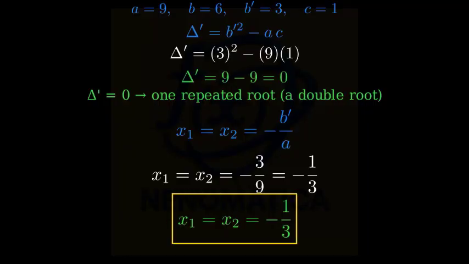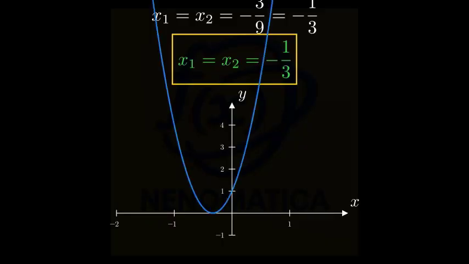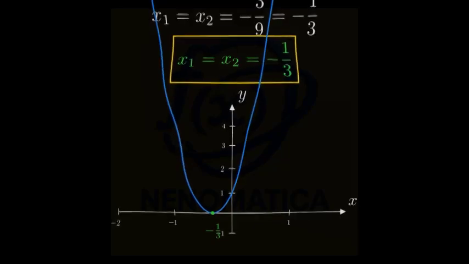To build intuition, let's graph the quadratic and see where it touches the x-axis. We'll draw coordinate axes, and the parabola y equals 9x squared plus 6x plus 1. Notice it just touches the x-axis at x equals negative 1/3, confirming the double root. As a quick contrast, consider x squared plus 6x plus 37 equals 0.